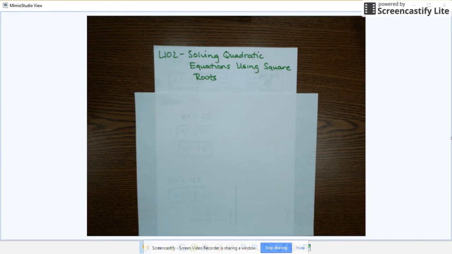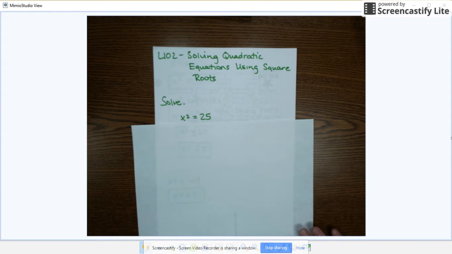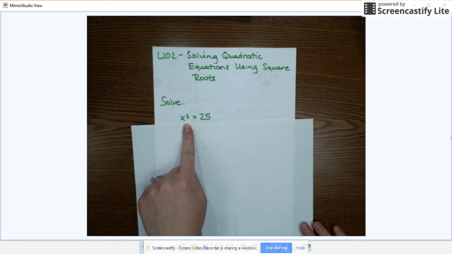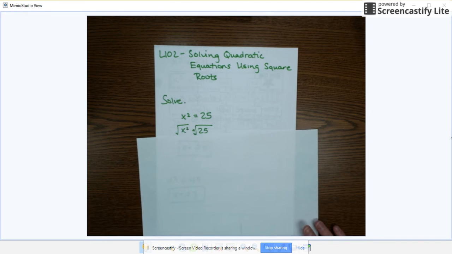Okay guys, today we're going to solve quadratic equations using square roots. So here's an example. We'll be given an equation that says x squared equals 25. We need to get x by itself. We've talked a lot about the opposite or the inverse of squared would be the square root. So we take the square root of both sides.